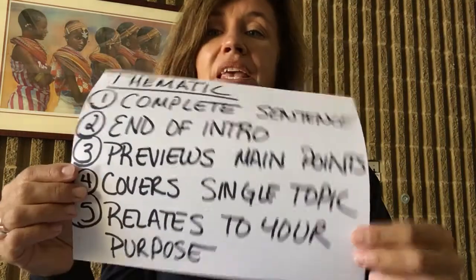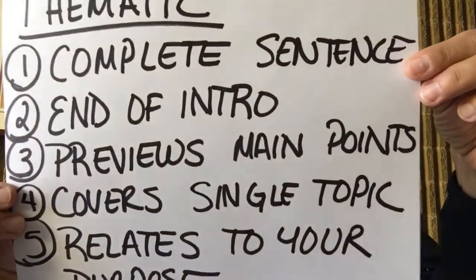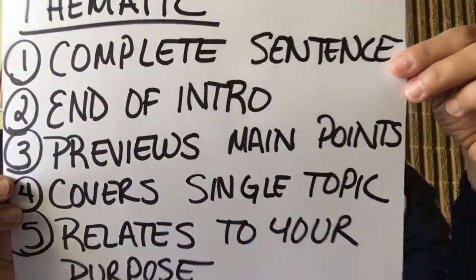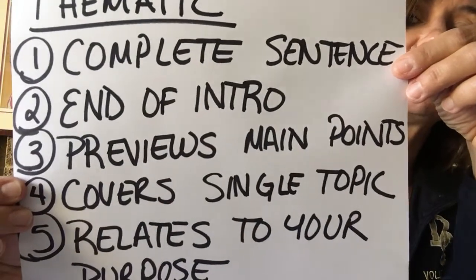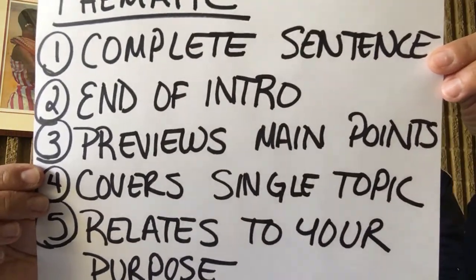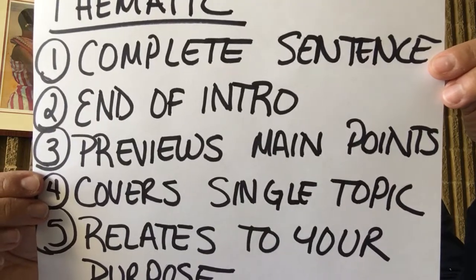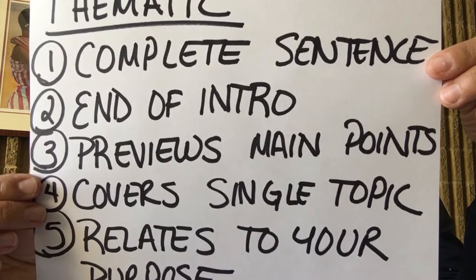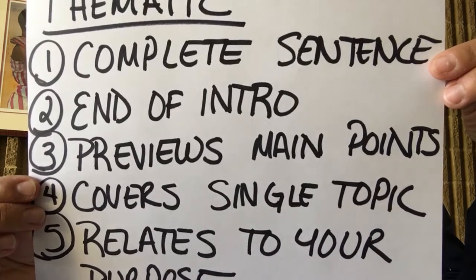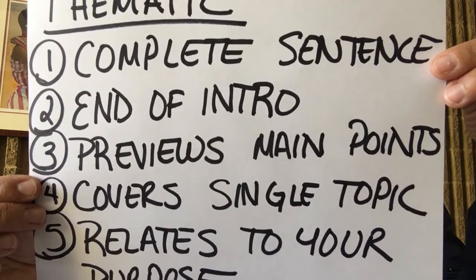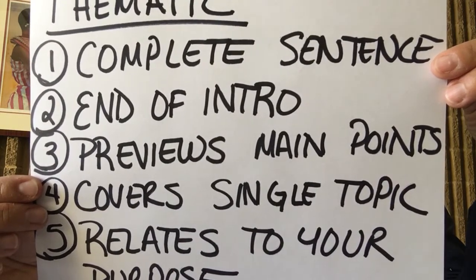So just to review, a thematic statement does 5 things. It is a complete sentence. It lands at the end of your introduction. It previews your main points. It covers a single topic, and it restates your purpose, or it relates to your purpose very clearly.